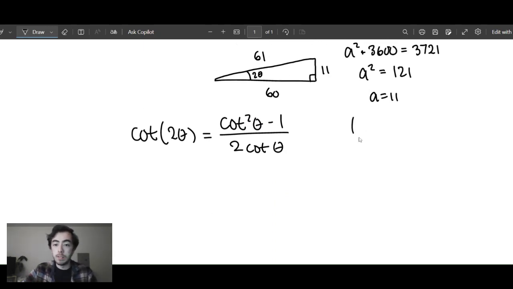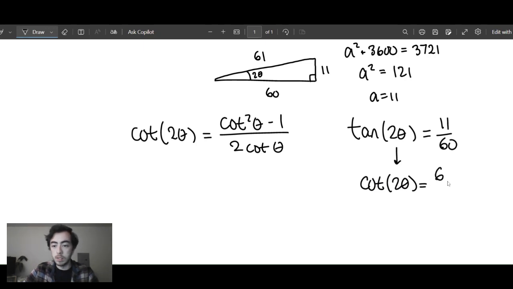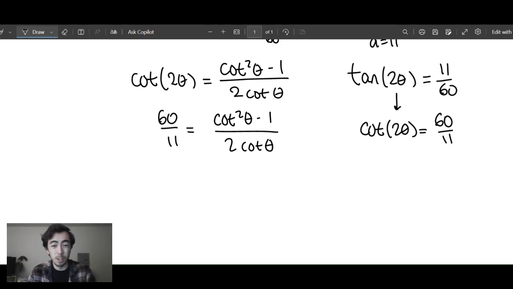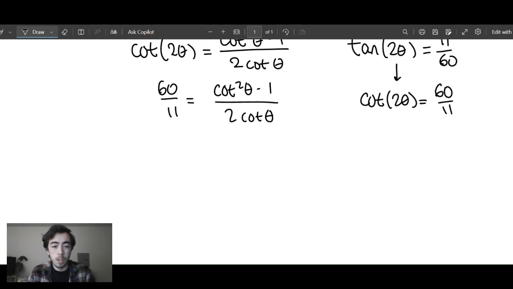So over here, tangent of 2 theta, and I'm just looking at this triangle right here, tangent from SOHCAHTOA is opposite over adjacent, so that's going to be 11 over 60. I know that cotangent 2 theta is going to be the reciprocal, or just the flip of that number, so 60 over 11. So 60 over 11 is equal to this double angle identity on the right. I really hope I can get cotangent theta on its own. That would be nice.